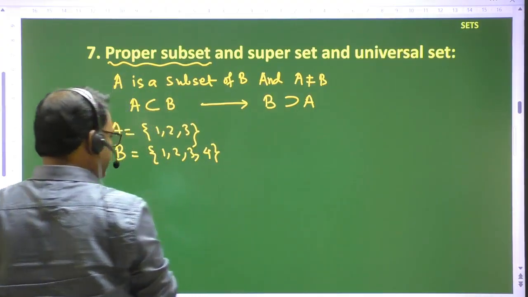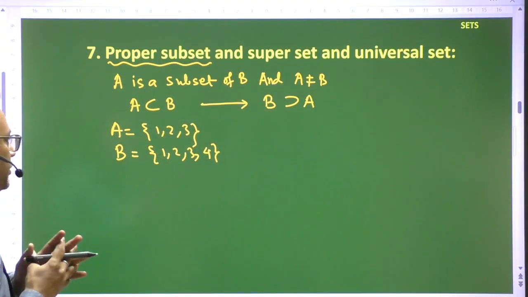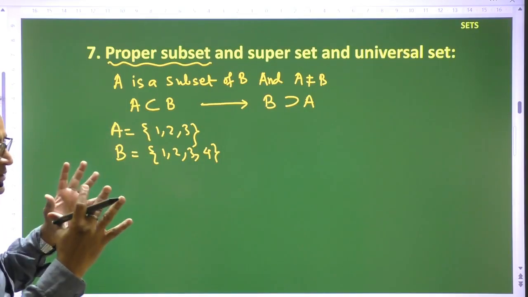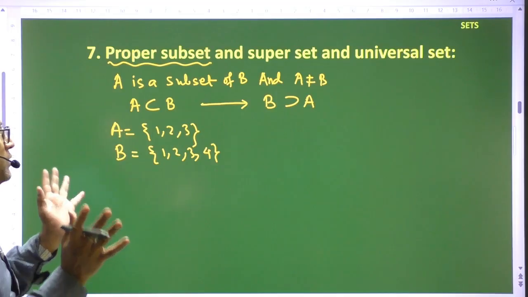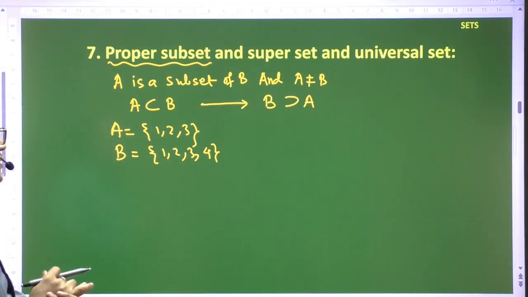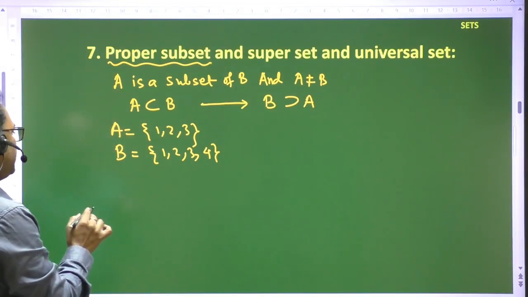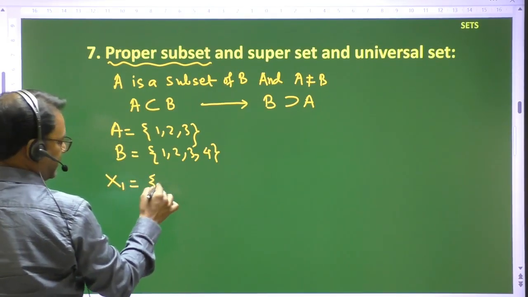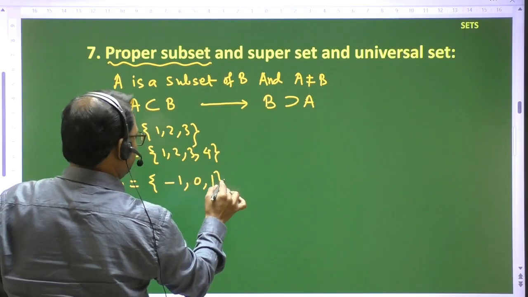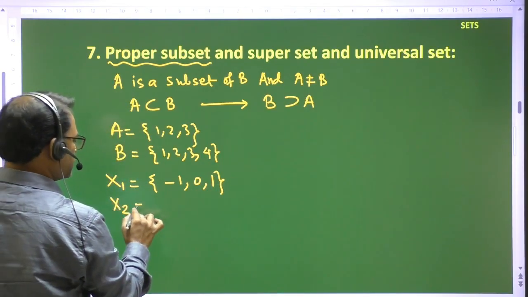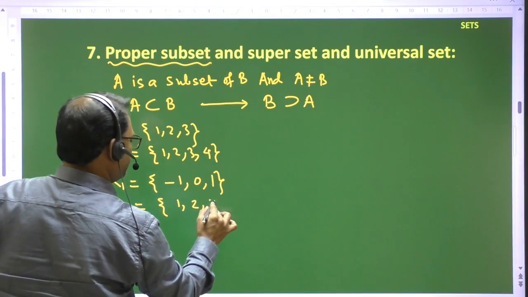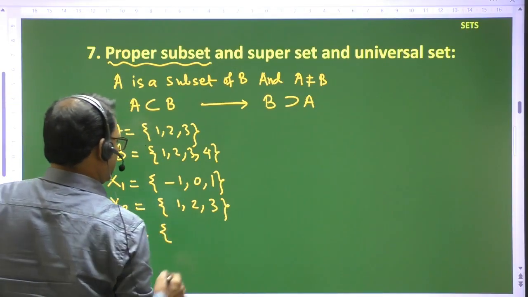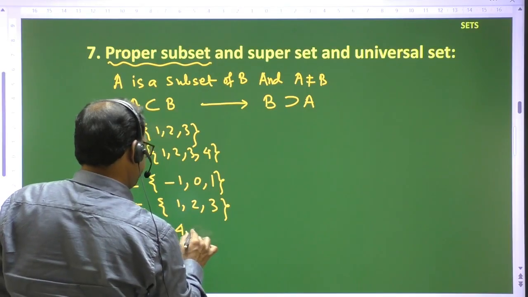Universal set: when we discuss a problem of set theory, we think that all the elements of the sets that we are going to discuss belong to a bigger set. That bigger set is called the universal set. For example, suppose I have a set x1 which contains the elements -1, 0 and 1. I have another set x2 which contains 1, 2 and 3. I have another set x3 which contains 4 and 5.